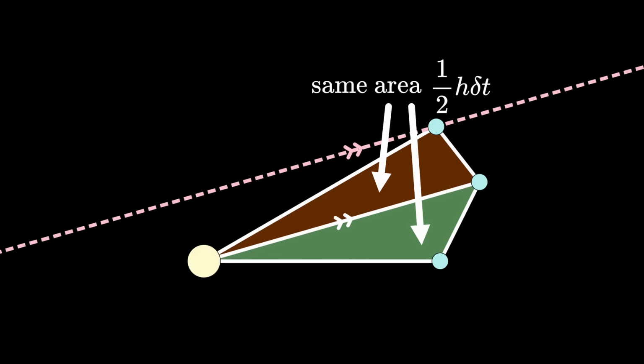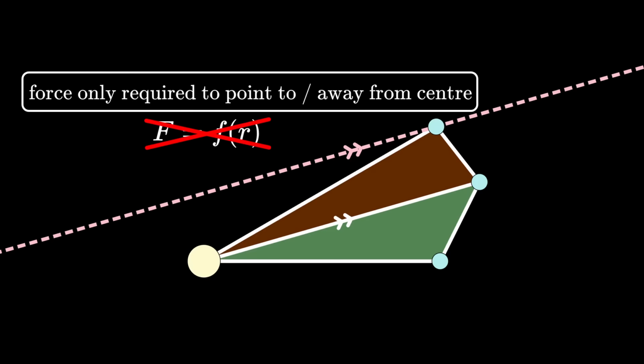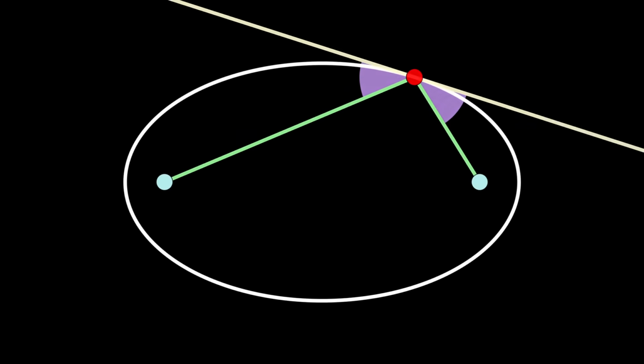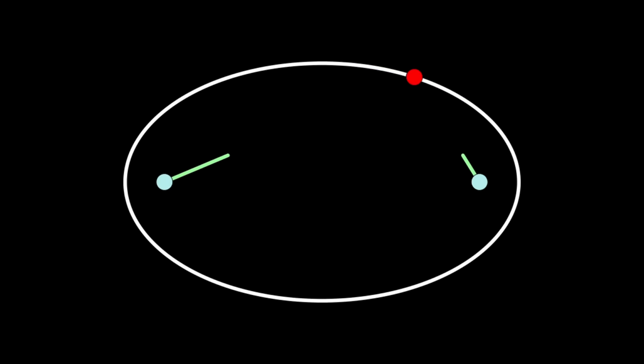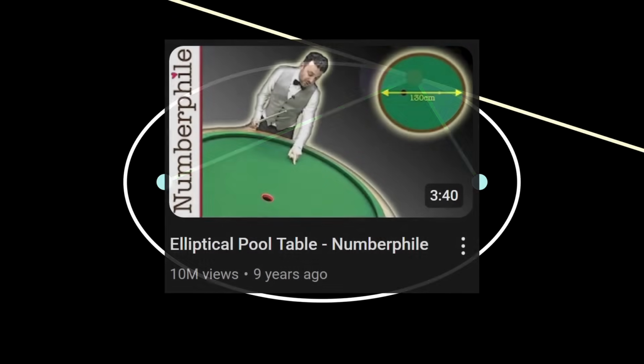I want to emphasize that this only requires the force to point towards or away from the center, but says nothing about the magnitude, even though in the most familiar cases, the magnitude only depends on the distance. This much more lax requirement is what we will be dealing with. The next two results will be gone through a little bit more quickly. The second one is that for an ellipse, if you join the two foci to any point on the ellipse, the two angles made with the tangent are identical. There is a classic Numberphile video to illustrate this with an elliptical pool table.